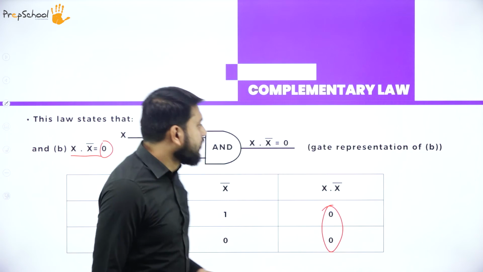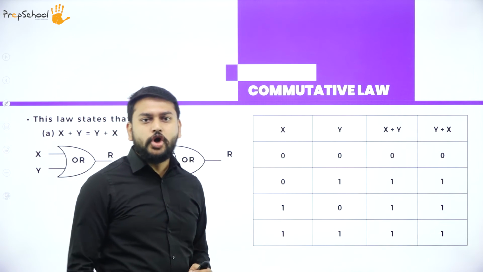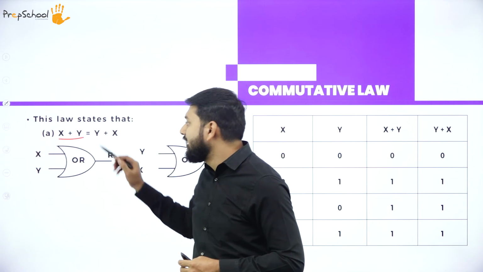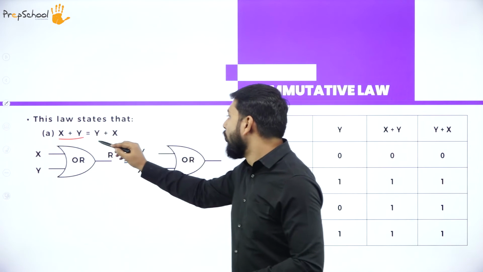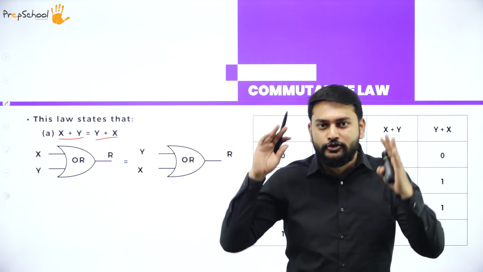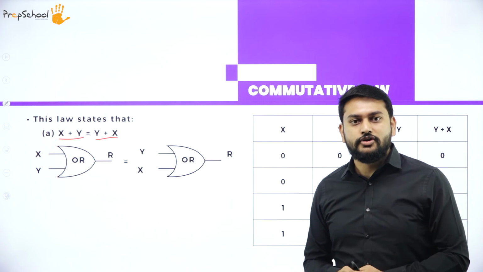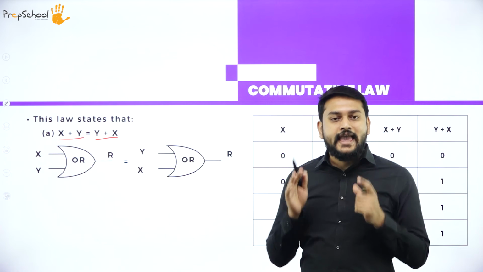And the next one that I have is the commutative law. When it comes to the commutative law, what is the first law? If it is x plus y, it should be equal to y plus x. That's what they wanted to say in this law. According to the commutative law, x plus y is equal to y plus x.